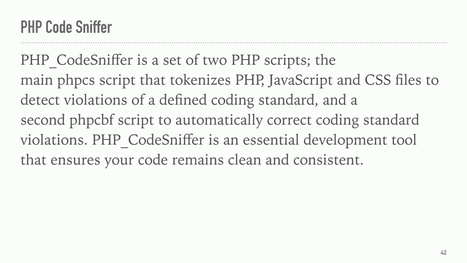PHP Code Sniffer is a set of two scripts. One verifies and the other fixes. You can say, okay, PHP Code Sniffer, I want to use the PSR-2 standard, please review my code. It will review your code and tell you that you are not complying with this in this line, and you need to do this. You can do the fix manually, or you could use the other script, PHP CBF, and say, okay, fix all of those for me. It will go through your code, modify everything, and you are now compliant with the PSR-2 standard.